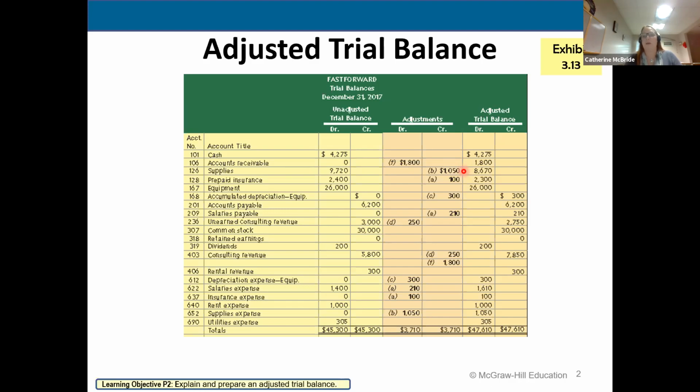So you have to be very careful, but you have check figures. The debits will always equal the credits. So here it is for the original unadjusted trial balance. Here are our adjustments, debits equal credits, and here's our adjusted trial balance, debits equal credits. So that's a good check figure.